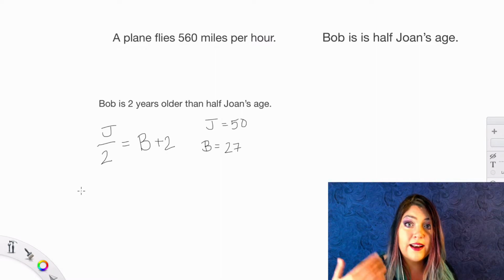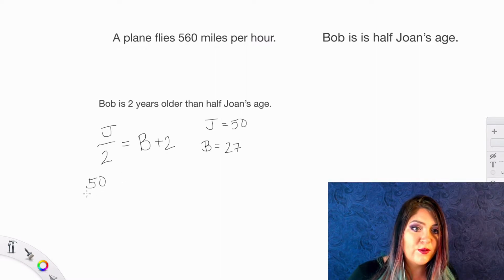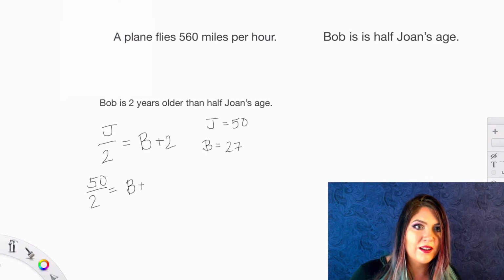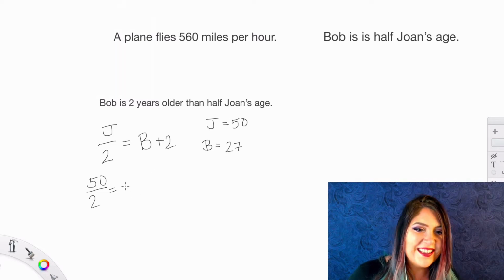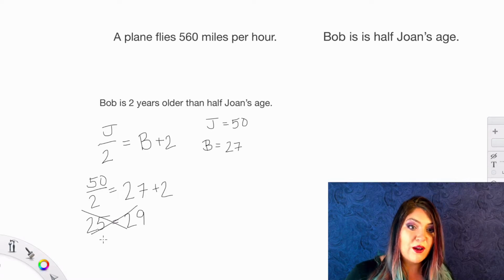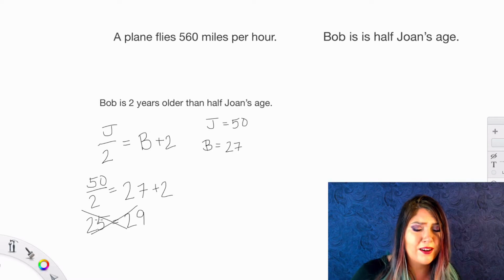Okay, and now let's test it. So is 50 divided by 2 equal to B plus 2? Is that equal to 27 plus 2? Oops, let's undo. I gotta write in 27 here. There we go. Is that equal to 27 plus 2? Is 25 equal to 29? No, definitely not. So now we know, oh wait, that was totally wrong. We are not on the right path.